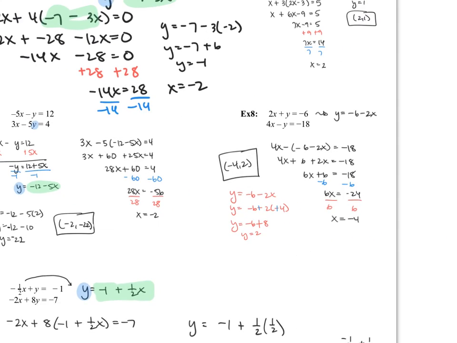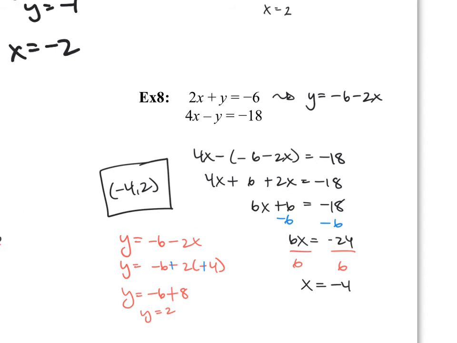On example 8, I chose to isolate the y from my top equation by subtracting 2x from both sides. This says that everywhere I see a y, which I saw here, I could replace this with negative 6 minus 2x. One key on this problem is that it says 4x minus, and then we have to subtract y. This is where your parentheses are really important.